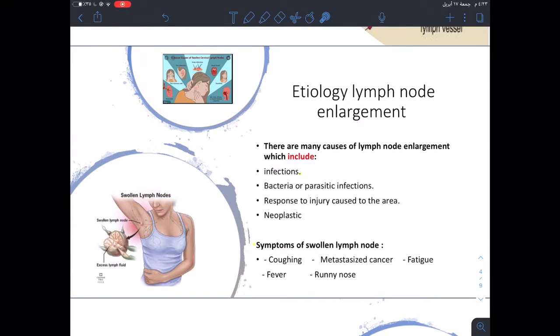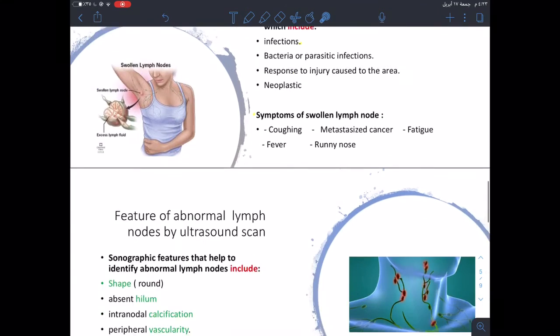Swelling of a lymph node symptoms. Patients may experience upper respiratory infection symptoms such as coughing, metastasized cancer, fatigue with fever, and runny nose.